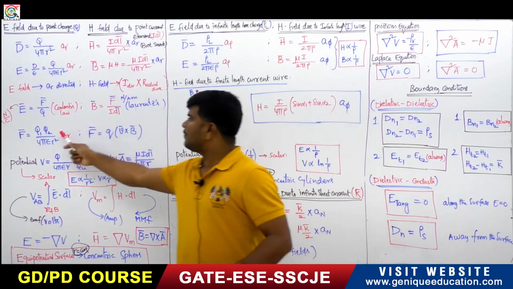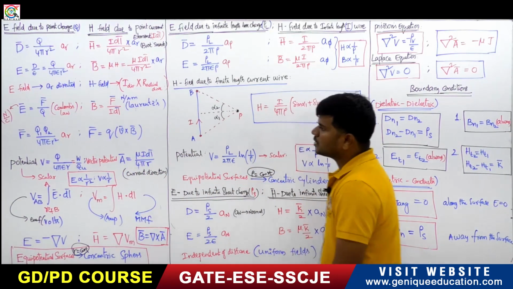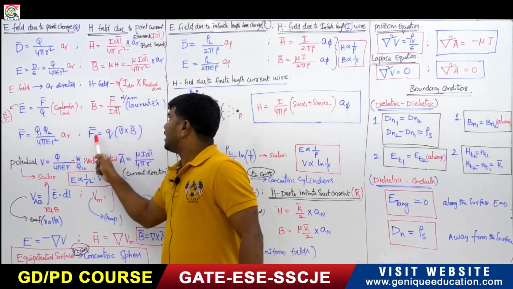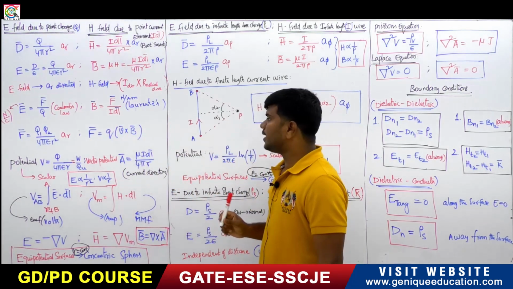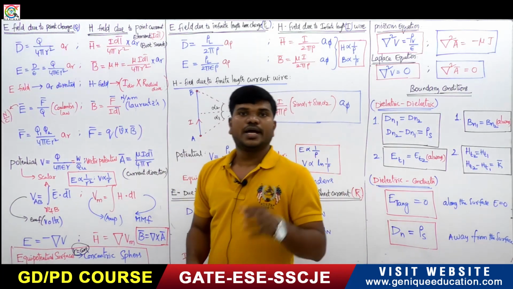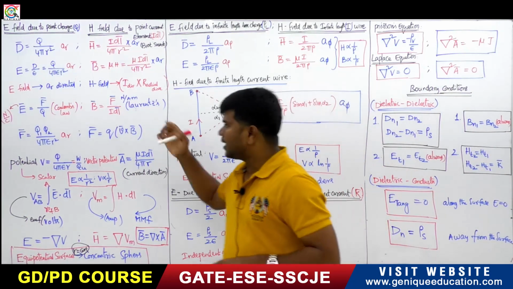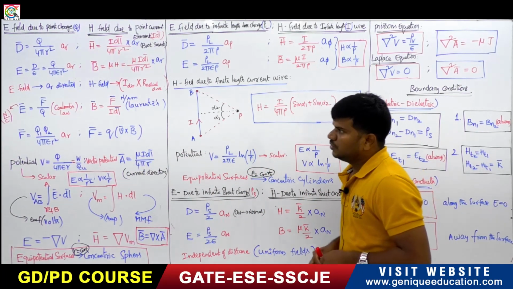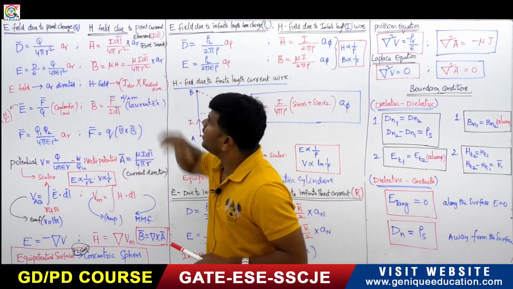So from Coulomb's law we can define the force equation. F is equal to Q1 Q2 divided by 4 pi epsilon R square AR. Okay, from this we can write F is equal to Q into V cross B, where V is the velocity of the charge in the magnetic field. So this is called the Lorentz force equation. So we are talking about the point charges here.